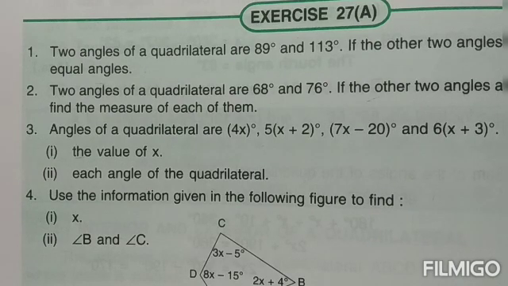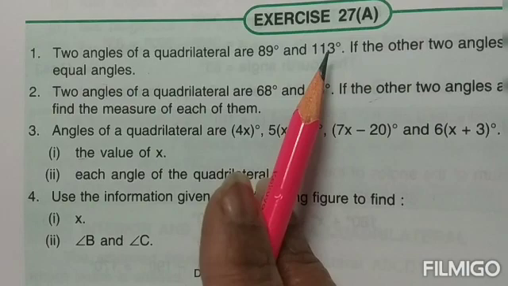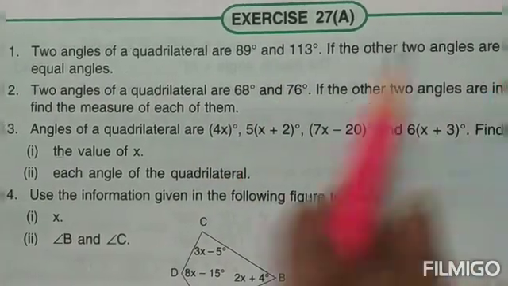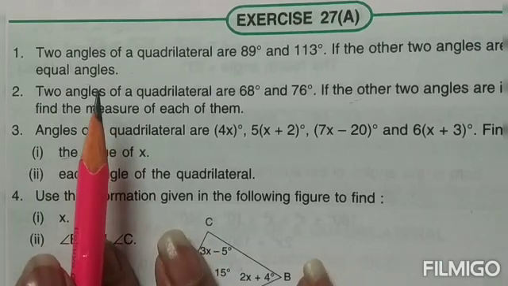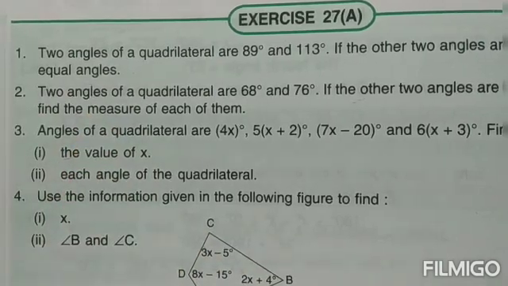Let's start with exercise 27A, the first question. Two angles of a quadrilateral are 89 degrees and 103 degrees. If the other two angles are equal, we have to find the measurement of these two equal angles. So how are we going to do it?